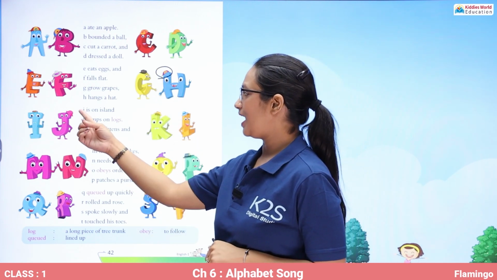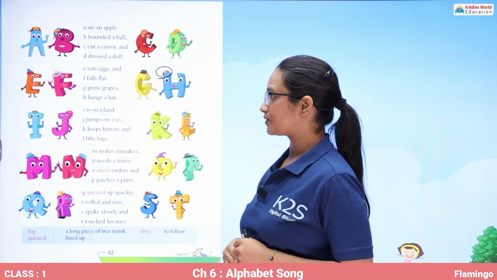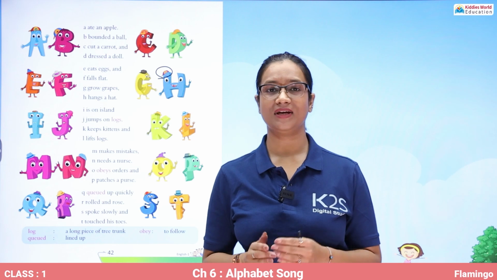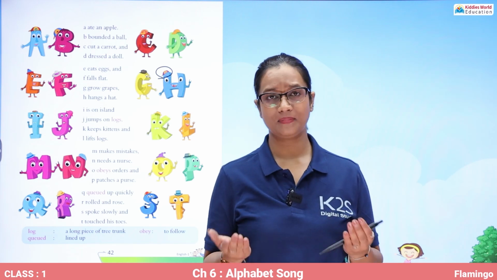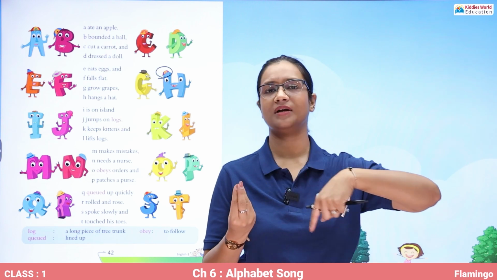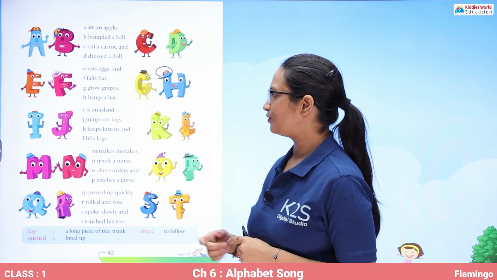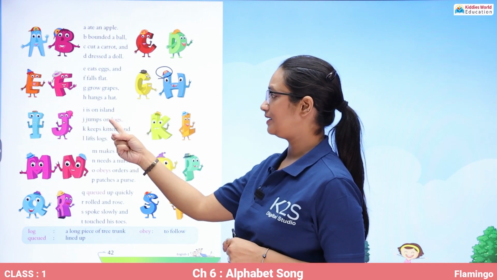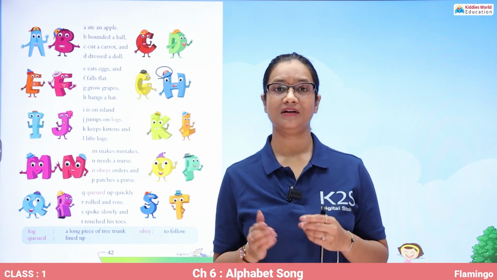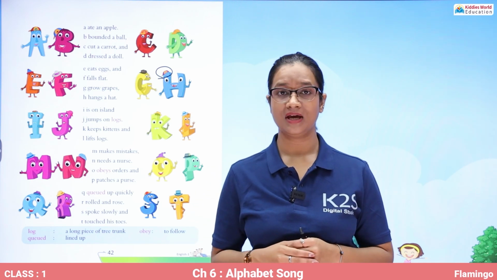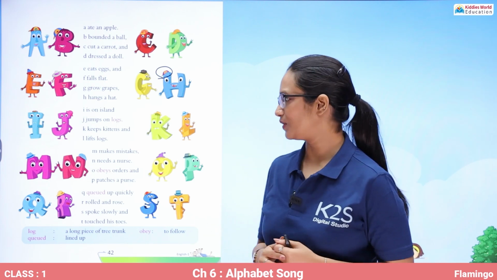And then I is on an island, J jumps on logs. So I is on an island. Now what is an island? Island is a place which is all surrounded by water. We call it an island. So I is on an island and J jumps on logs. So logs are pieces of wood. And what are they doing? J is jumping on those logs.